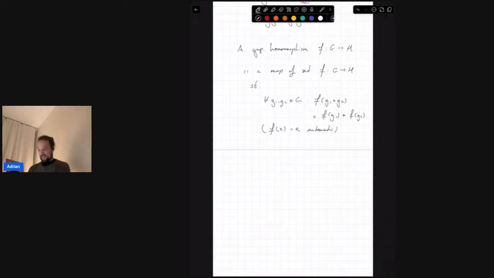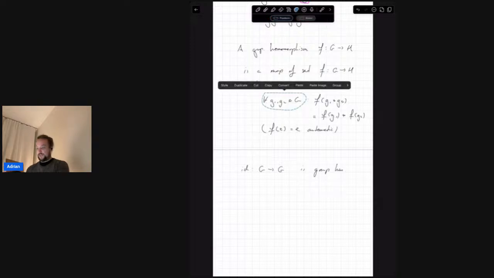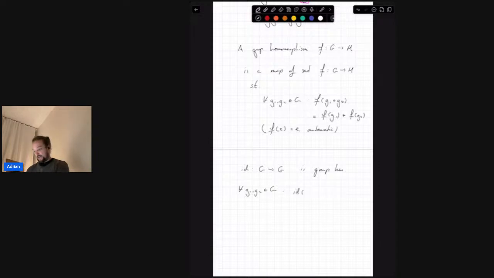So let's check that. The identity morphism from G to G is a group homomorphism. For all G1, G2 in G, we have that the identity applied to G1 times G2 is just by definition G1 times G2, which is again by definition the identity applied to G1 composed with the identity applied to G2.